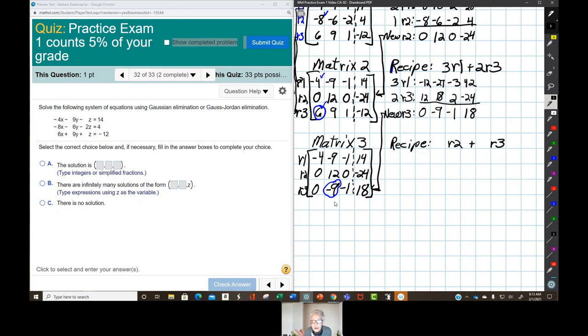Okay, now. 12 and 9 both go evenly into 36. If I multiply row 2 by 3, I'll get a positive 36 here. And if I multiply row 3 by 4, I'll have negative 36 here. So let's do this. I multiply that by 3, and this row 3 by 4.